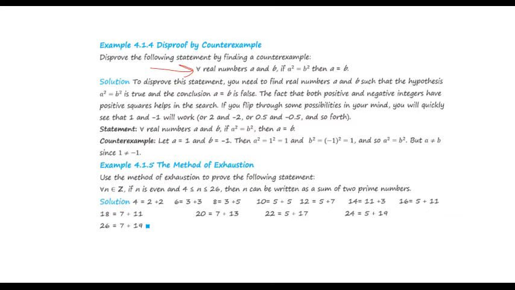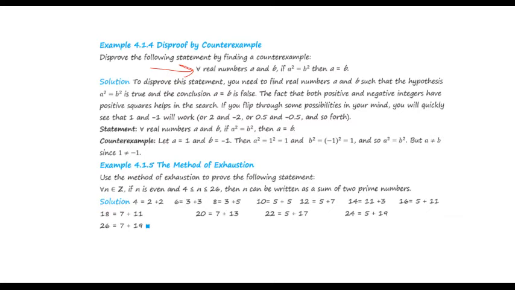To disprove this statement, we need to find two real numbers a and b such that the hypothesis of the conditional statement, which is a squared equals b squared, is true, but the conclusion is false. So the conclusion is a is equal to b. So a equal to b should be false, but a squared equals b squared should be true.